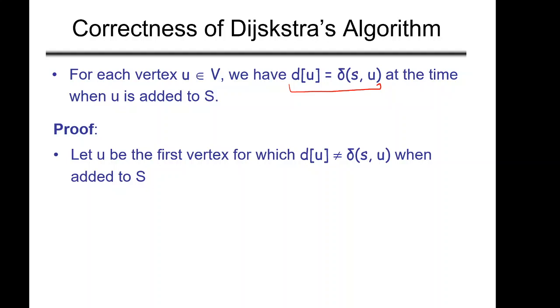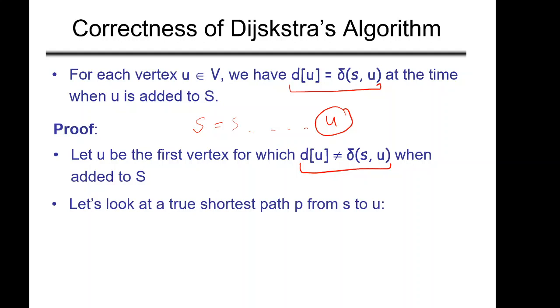Now we have to prove this. We will try to prove this by contradiction. So let's assume there are some elements which are already in set S, and let's say u is the first element for which d of u is not equal to the shortest path weight from S to that vertex when it is added to S.